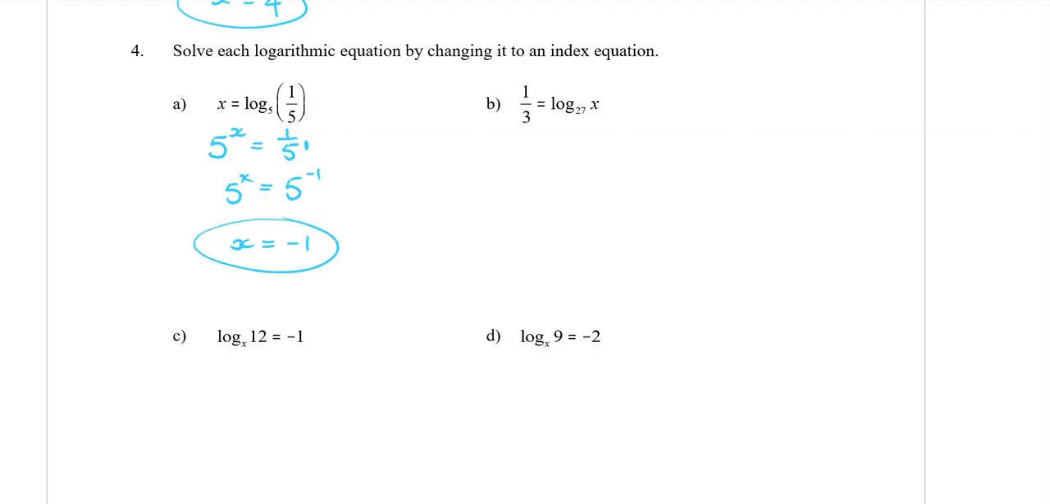Let's do question B. To slide the base, the 27 is the base, so it'll be 27 to the power of 1/3 will be equal to x. Because the x was in a different spot, my equation looks a little bit different. A power of 1/3 is the same as a cubed root of 27. And the cubed root of 27 is 3.